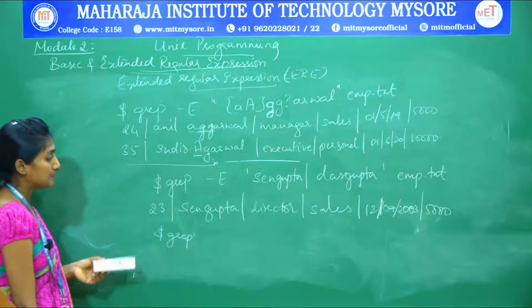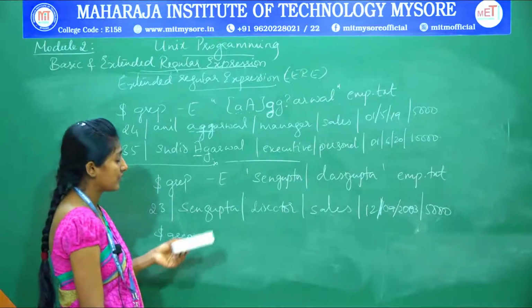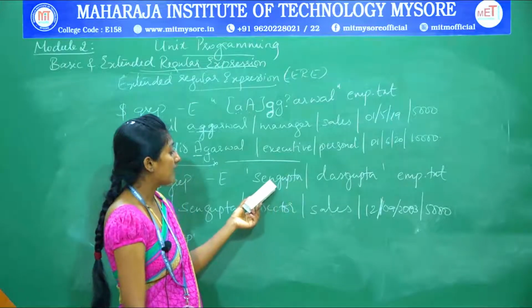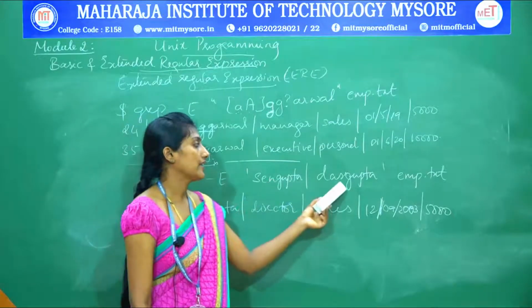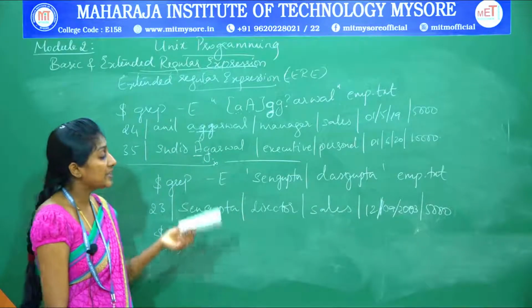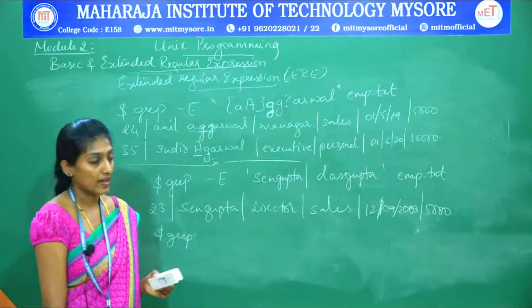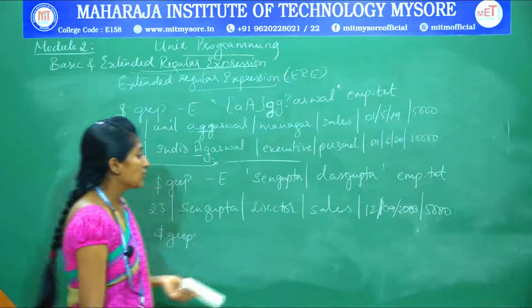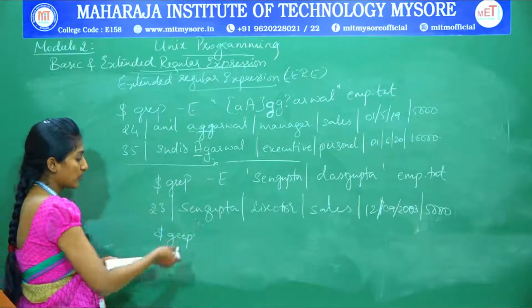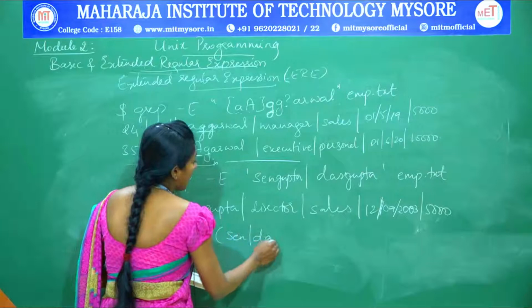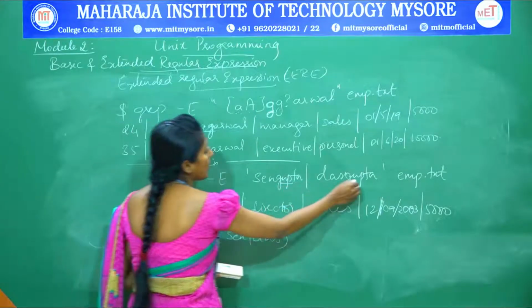So the next set of expression is by using a pipeline. So here either it can match Sen Gupta or it can match Das Gupta from the file emp.txt file. Either one at a time it is going to match. So next time it might match Das Gupta also. So if I want to match both, at that time I can give like this also, Sen. So here Gupta is common, right?